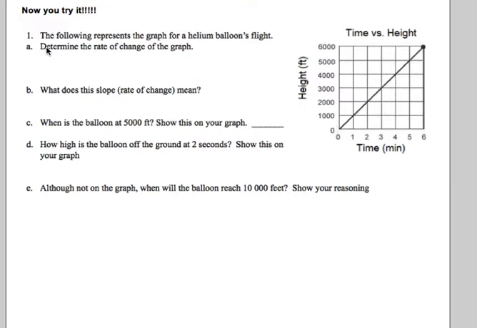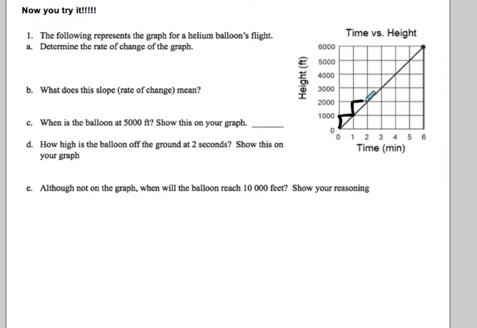So let's go through. Determine the rate of change. The rate of change is exactly that: how much is it changing per minute, or per whatever our x-axis unit is here? Here it is in minutes. So how much is it changing per minute? Well, we just read it. After 1 minute, it's 1,000 feet up in the air. After 2 minutes, it's 2,000. So every minute, it's going 1,000 feet up.